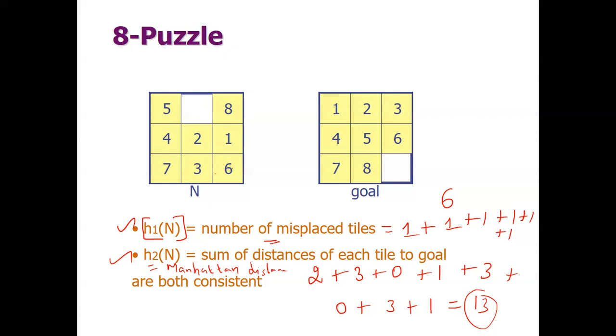So for a given problem, you can have multiple heuristics. That's what we are discussing. Out of multiple heuristic functions, one may be better than the other. In this case, both of these heuristics are consistent. You know that a consistent heuristic is always admissible. So both of them are admissible also, because they are already consistent.